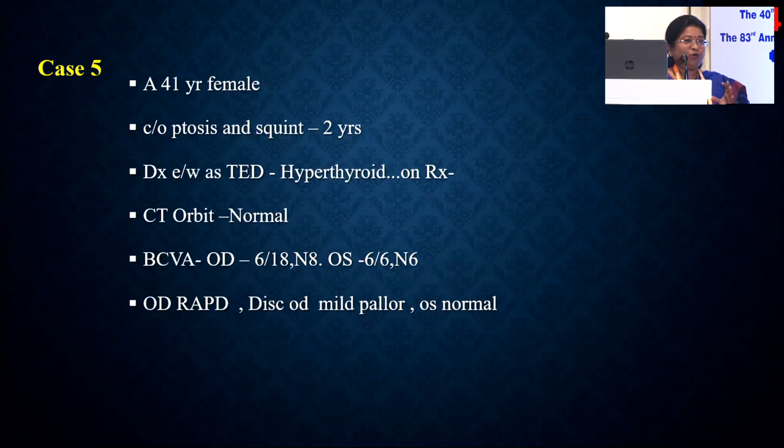There was an era of fungal lesions even before COVID, because we are all smitten by rhino-orbital mucor, but there were so many fungal lesions even before that, because we have a high index of diabetic population in our country. And this is a 41-year-old female who was referred to me as thyroid eye disease. She had a history of squint and ptosis over a period of 2 years. She had a previous CT orbit imaging, which was normal, and her visual acuity in the right eye was 6/18, N8, and that of the left was normal. She had a relative afferent pupillary defect in the right eye and mild disc pallor in the right eye.